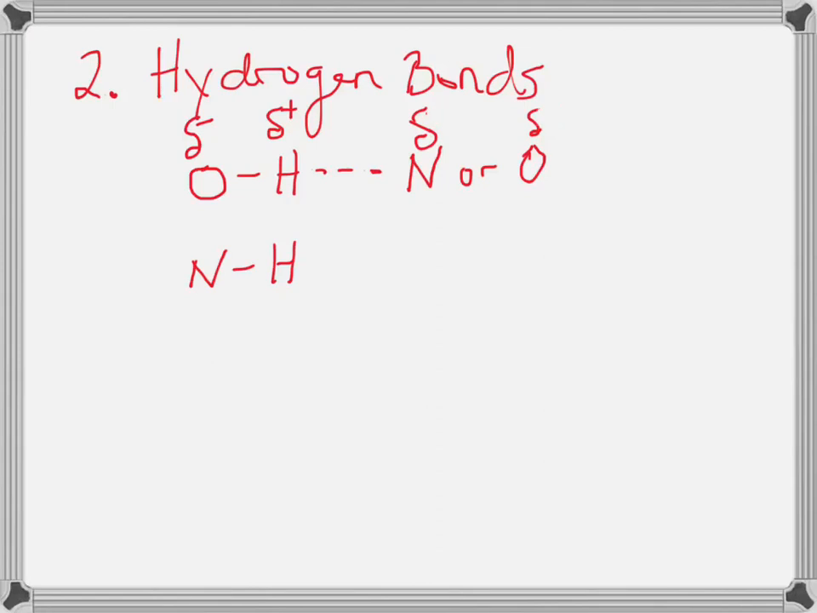Let me redraw that there. Those are partially negative because, again, they like to steal electrons in a covalent bond, or take more of them. And so now you have this partially positively charged hydrogen right here, and it's hydrogen bonding to this partially negative charge. Now that is not a covalent bond between them, that's a hydrogen bond between them.